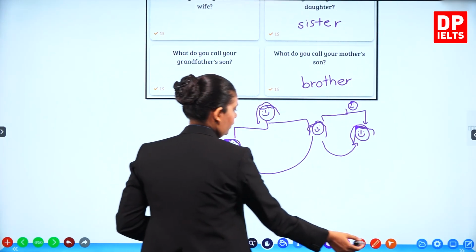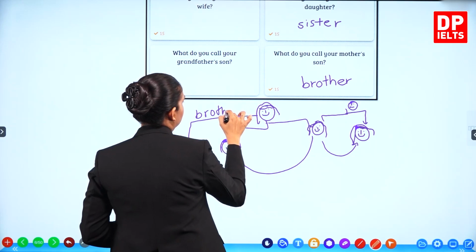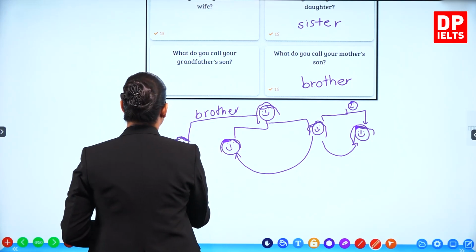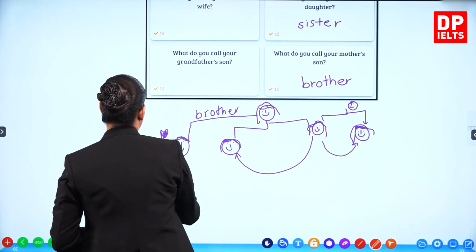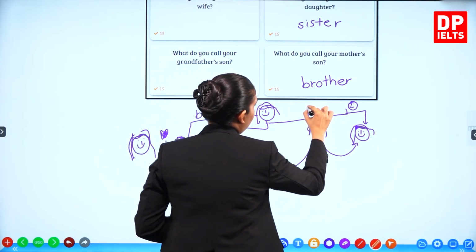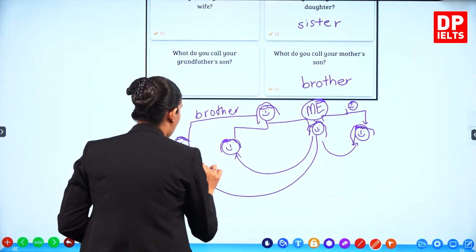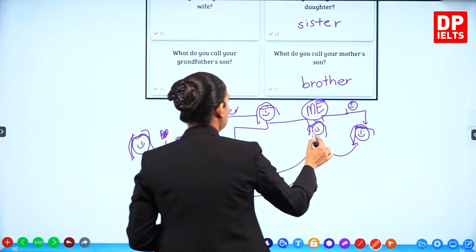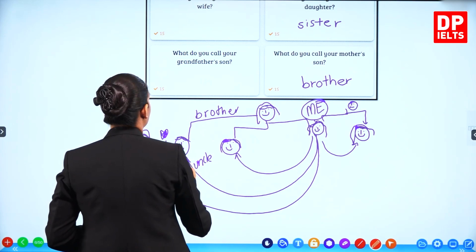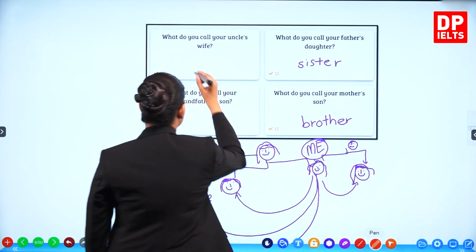So this is me, right? And my mother, right? My mother has a brother. This is him. And he got married and he has a wife. Now, this is me, my smiley face. So, to me, this is my uncle. Then, who is this to me? Aunt. Okay? So, this one is going to be aunt or auntie, okay?